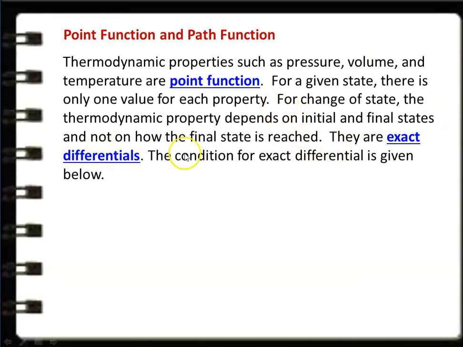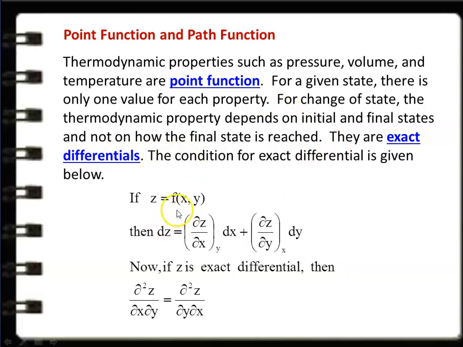And they are exact differentials. This is the condition for an exact differential. So when the parameter z is a function of x and y, and we claim that z is an exact differential, then the first derivative and the second derivative conditions are to be satisfied. For an exact differential, the second derivative, dou square z by dou x dou y, equals dou square z by dou y dou x. So this condition is to be satisfied for an exact differential. And if it is an exact differential, that is a point function. And if it is a point function, then it is a property of the system. So all the parameters which are point functions are the properties of the system.